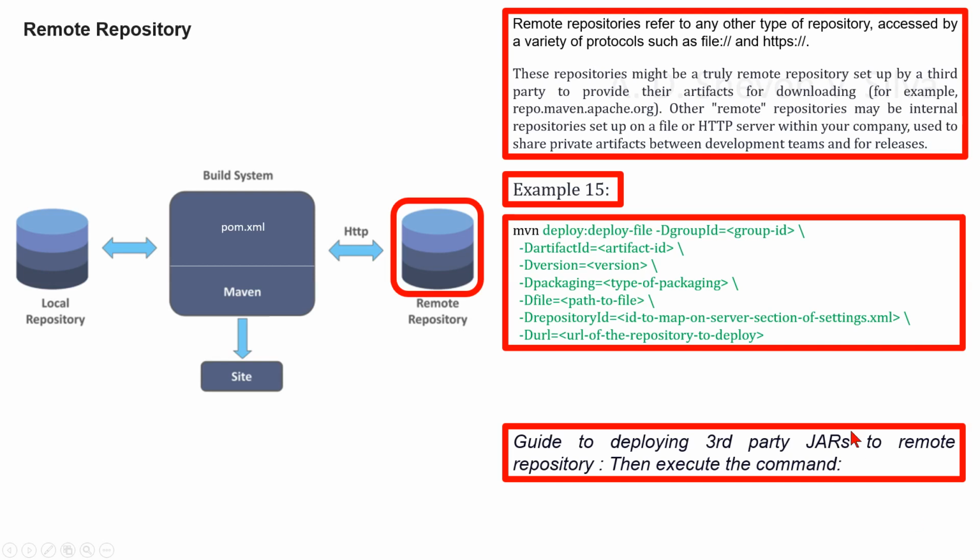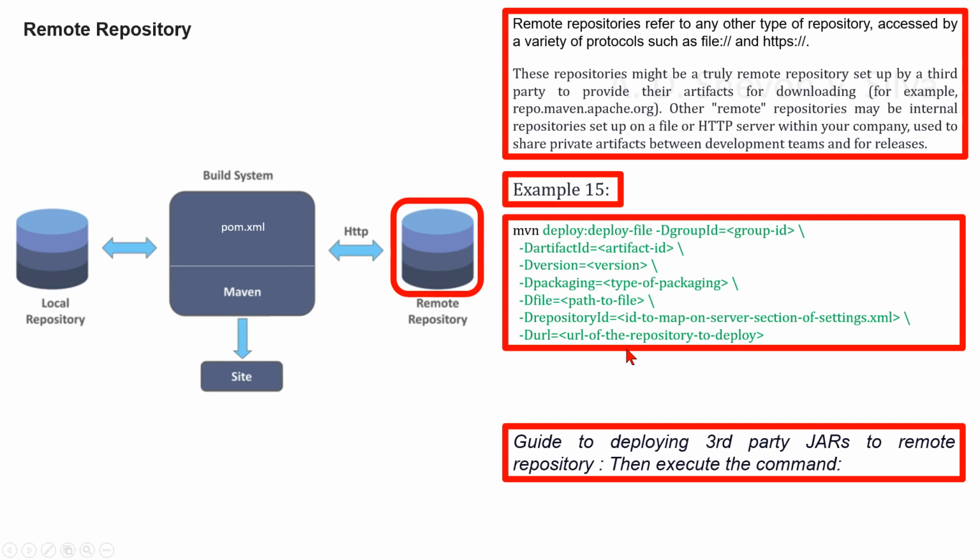Now we are considering the guide to deploying third-party jars to a remote repository. Then execute this command. Some concept of the install-file goal of the Maven install plugin, where third-party jars are installed in the local repository, but this time instead of only the local repository, they will be installed in both the local repository and the remote repository.